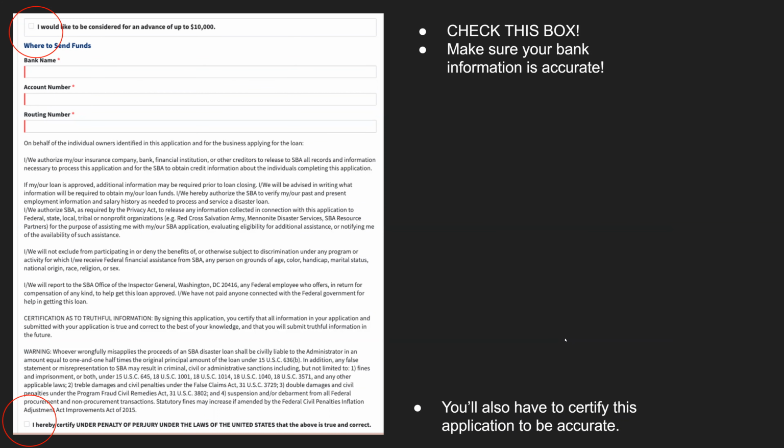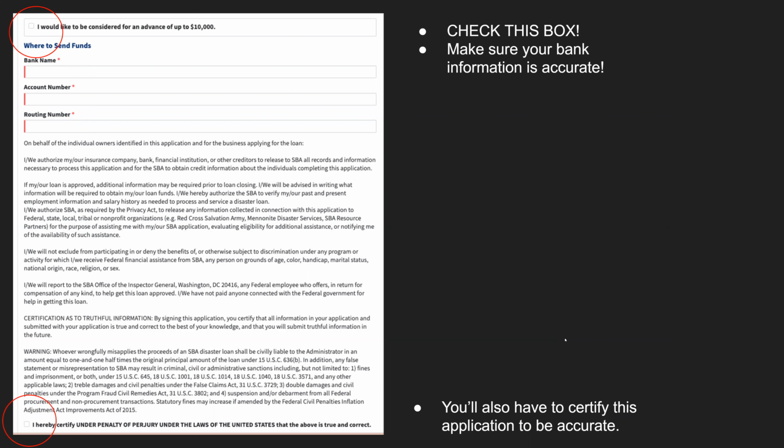The next page that you will be brought to has some kind of funky questions on it. One of them is checking a box as to if you would like to be considered for an advance of up to $10,000. Check that box. And then where to send the funds.